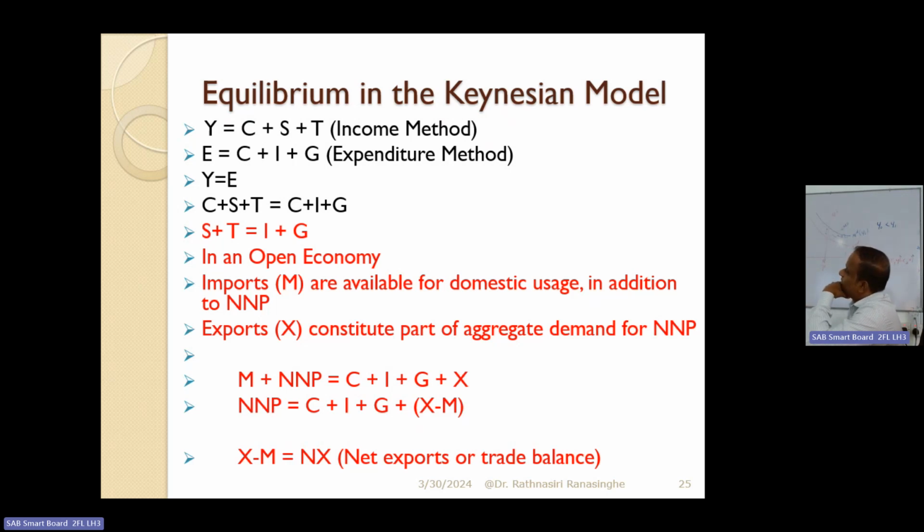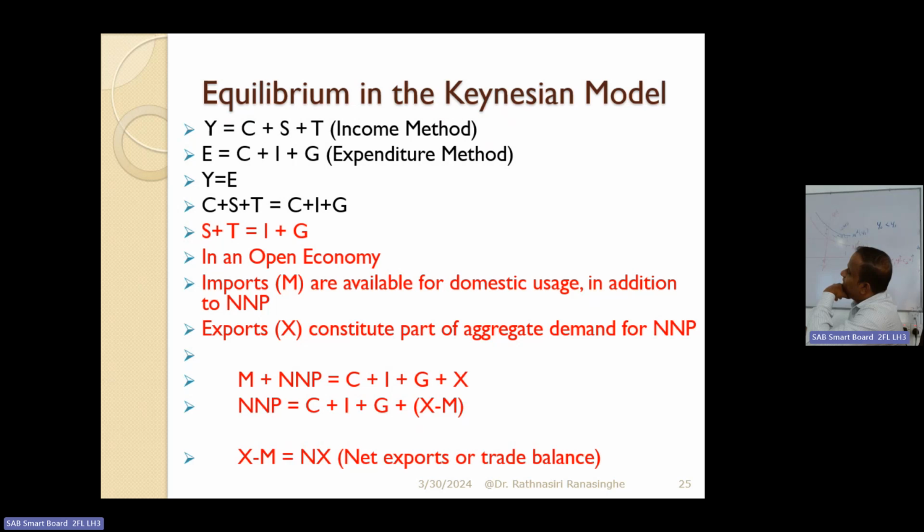So then our picture we can explain. Imports we denote as M. That means we are going to import goods from the rest of the countries, and exports are a part of the aggregate demand, the aggregate expenditure that we make on the exported goods that we produce locally.